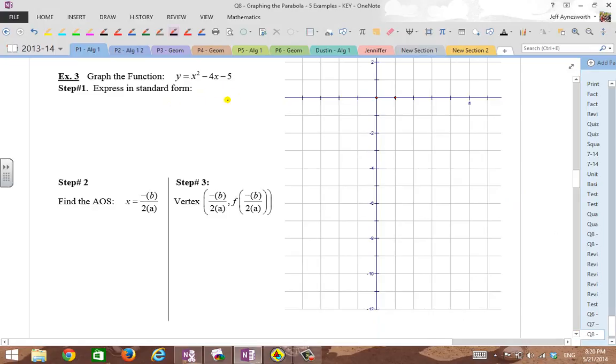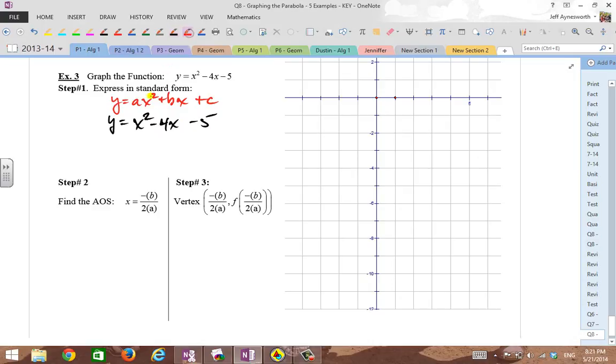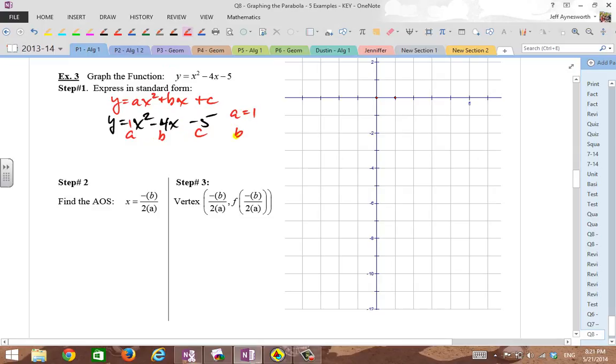Okay, step 1, express it in standard form. Well, take a look at it here. It is in standard form because standard form is y equals ax squared plus bx plus c. And so if I write down the equation or the function right underneath it, you can see a, b, and c. It's pretty easy to identify. Here a is 1, b is -4, and c is -5.